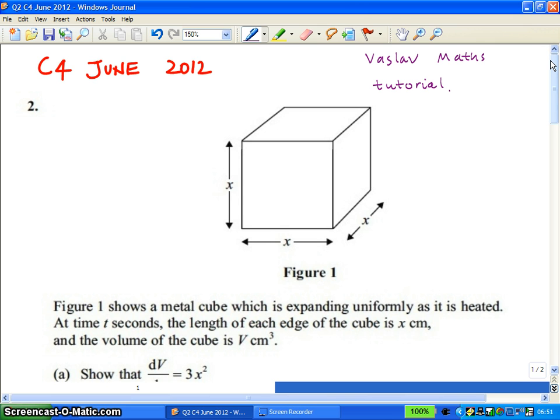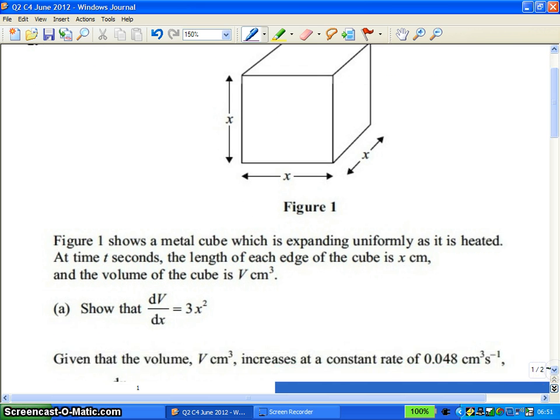We have been given a cube of side x, and we have been told that this metal cube is expanding at a constant rate. Part A is asking us to show that dV/dx is equal to 3x squared. Well, we know that the volume of a cube of side x is given by x times x times x, and that is x cubed. So if we differentiate that, we get dV/dx equal to 3x squared, as required.